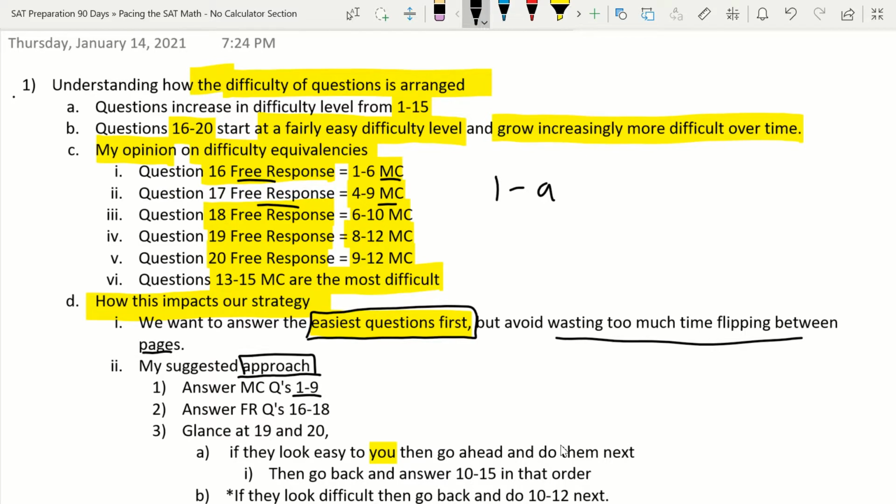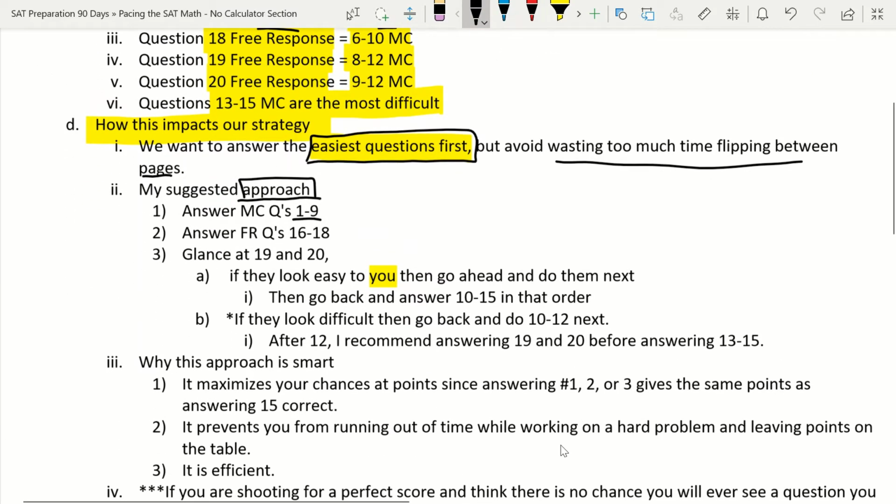So we're going to answer 1 through 9 because they're going to be fairly easy. Then after we do that, we're going to answer the free response questions 16 through 18. Okay, so at that point, we've knocked out most of those easy questions on 1 through 9 and then on 16 through 18. So where do we go after answering question 18?